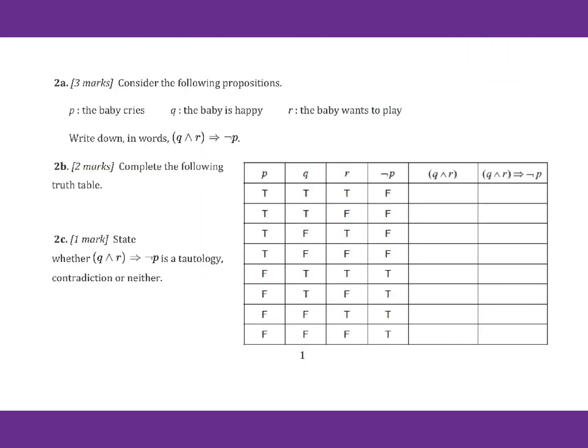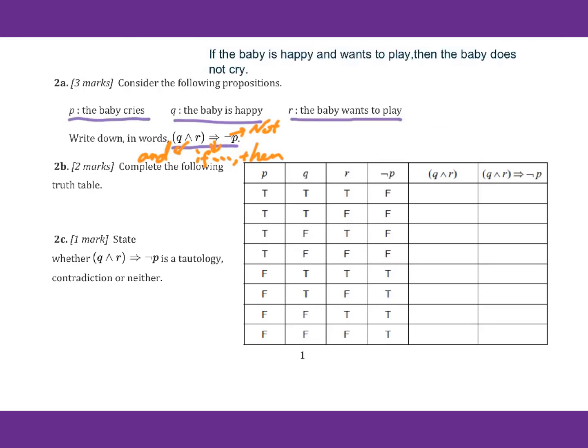Consider the following propositions. P, the baby cries. Q, the baby is happy. R, the baby wants to play. Write down in words this statement. First of all, you have to check each symbol's meaning. This one means and. This means if, then. This symbol means not, negation. Therefore, if the baby is happy and wants to play, then the baby doesn't cry.